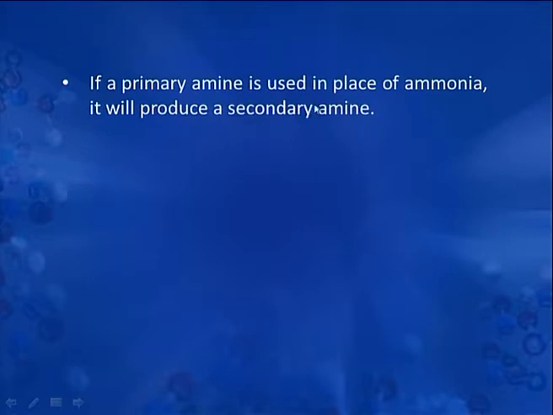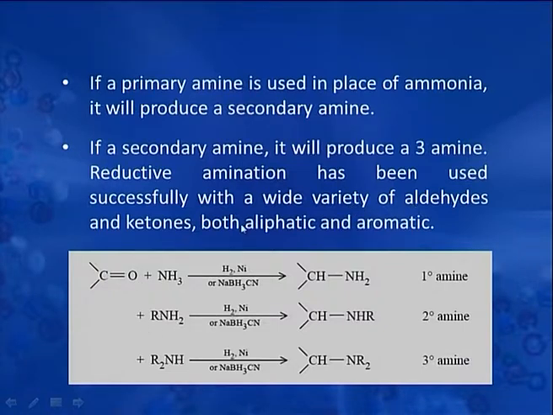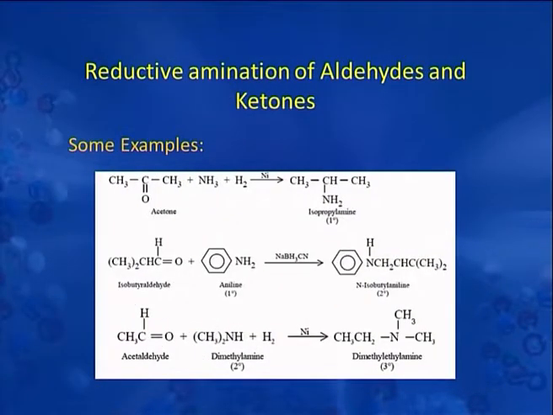Now, if a primary amine is used in place of ammonia, it produces a secondary amine, and if a secondary amine is used, then it will produce a tertiary amine. So, reductive amination has been used successfully with a wide variety of aldehydes and ketones, both aliphatic and aromatic. You can see here that an aldehyde or ketone can react with ammonia to produce a primary amine, can react with a primary amine and produce a secondary amine, and when it reacts with a secondary amine, it produces a tertiary amine. So, all the three classes of amines can be prepared in good yield by the reductive amination of aldehydes or ketones. We will again discuss a few more examples here.